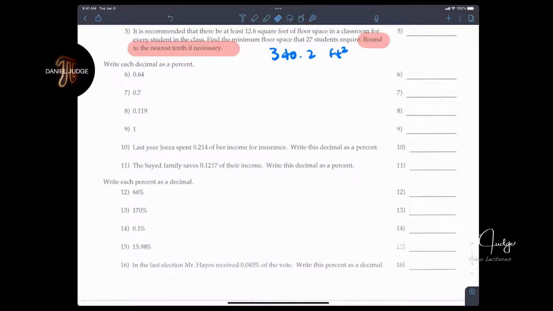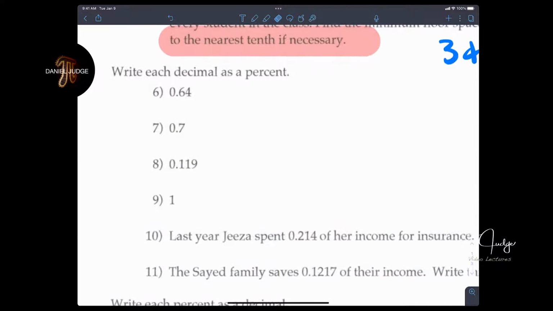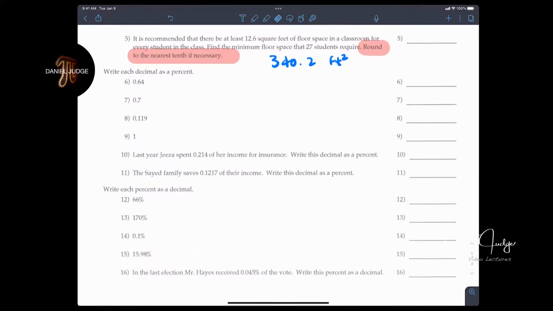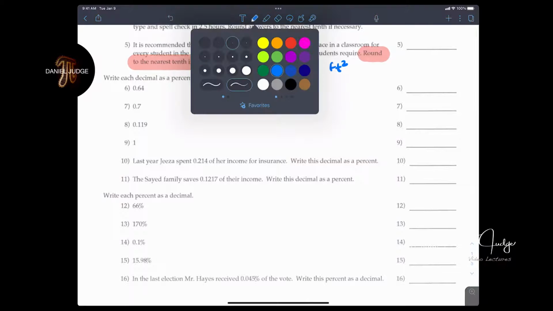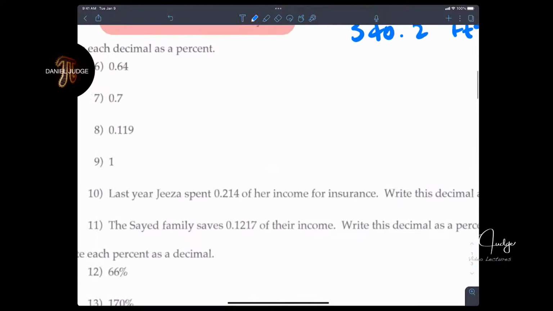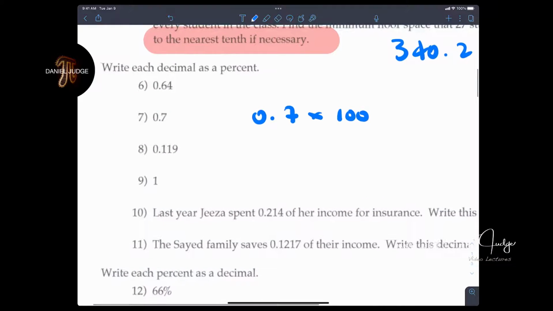So number 7 here, if we go to the instructions, it's going to say write each decimal as a percent. Remember, decimals as a percent. It's kind of like what we were working with. So for number 7, 0.7, remember the process. You multiply this by 100. So you can convert every decimal to a percent by multiplying by 100.